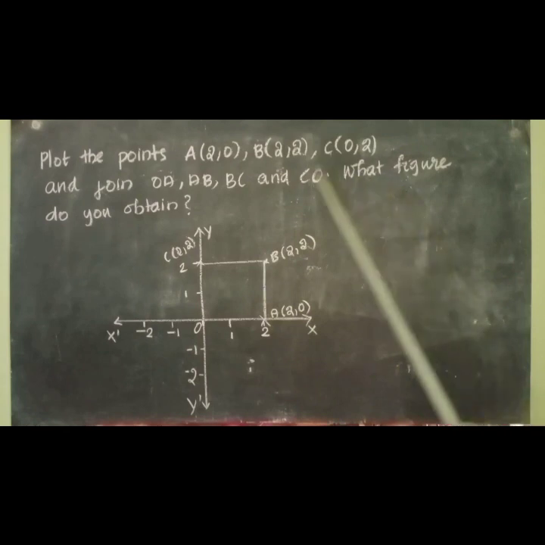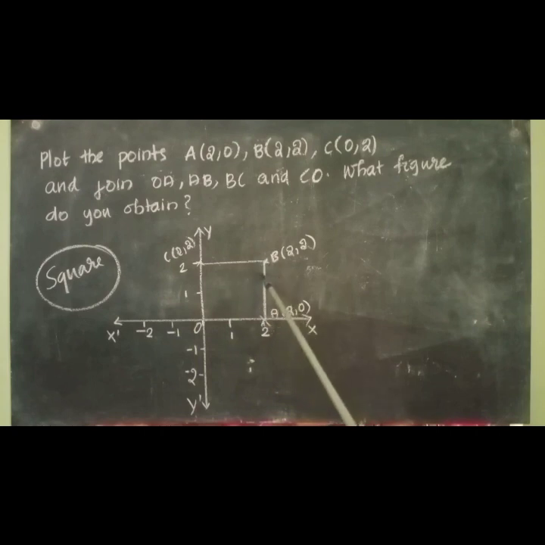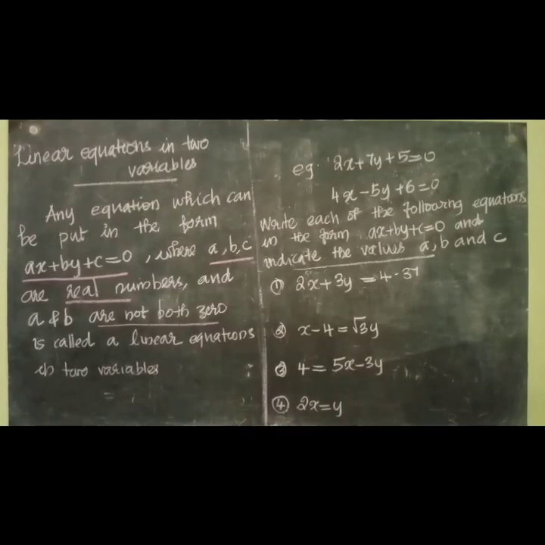Question is, what figure do you obtain? What is the name of this figure? This is a square, because you can see here 2 units distance, up also 2 units distance, here 2 units, down also 2 units. So all sides are equal. This is a square.